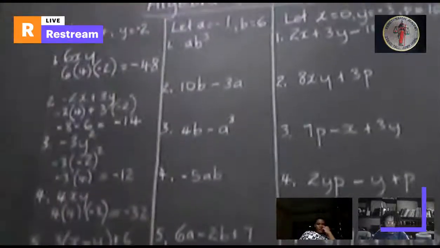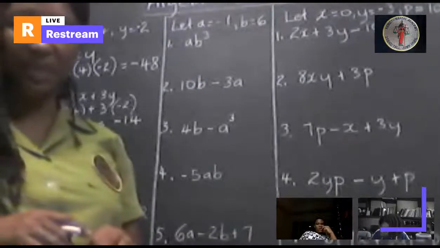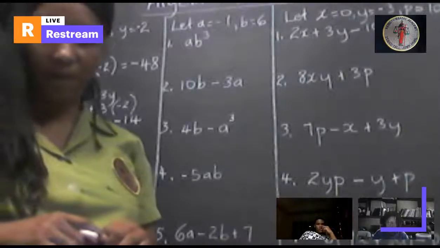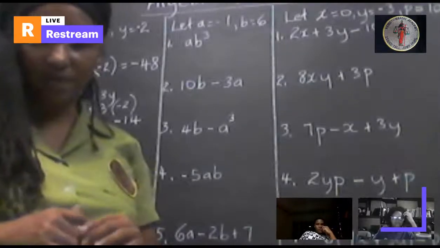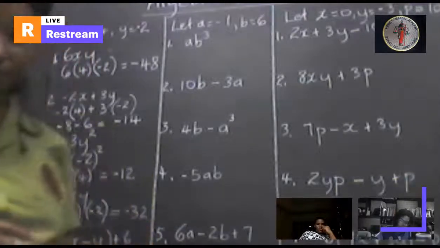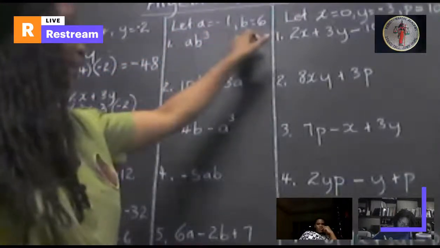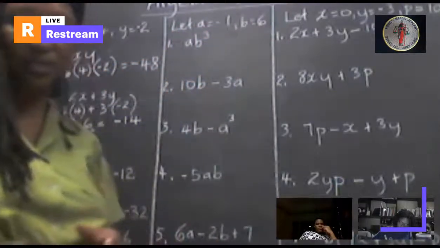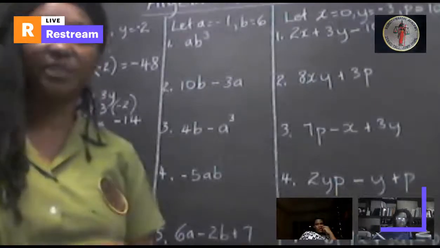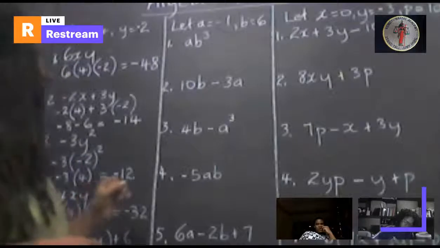All right. So this time the variables that we're using are A and B. Welcome, Jodian. Better late than never. Welcome. Let A be negative 1 and B be 6. So these are the values we're going to be substituting. A is negative 1 and B is 6.